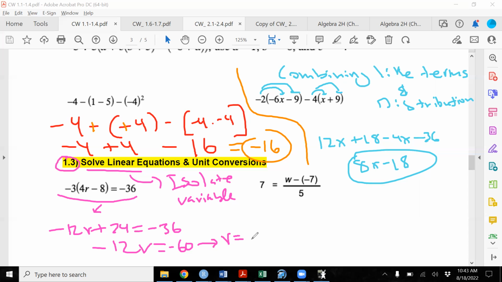It's totally fine. So if you subtract 24, and why did I subtract 24, by the way? When I go from left to right, why did I do negative 24? Okay. Yeah, because you have to do the opposite, obviously. Okay, so r is 5.